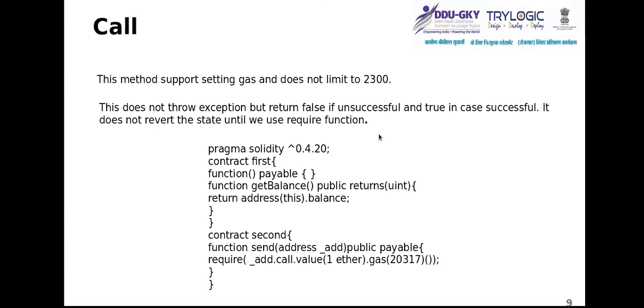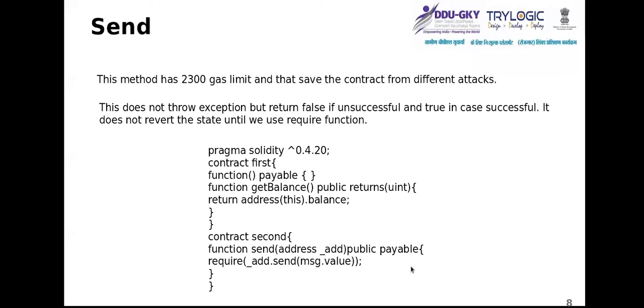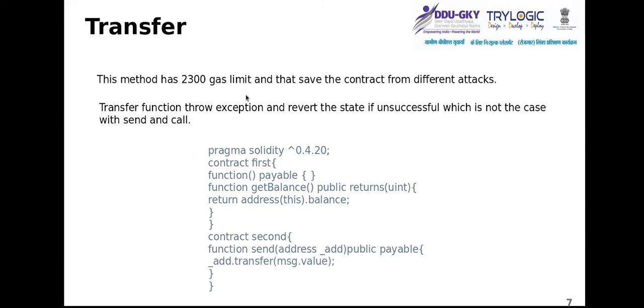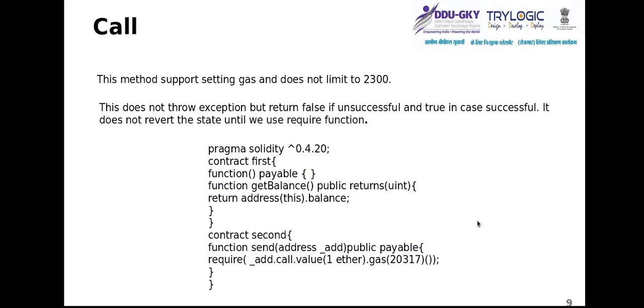So here we have one more, which is call. Call is one more function, but here the difference is, we do not have the limit of 2300 gas. We can apply the gas here. Here we are applying 20,000 units of gas. But in the previous ones, there is a limitation of 2300 gas limit. So this one is least recommended, but in case you need more gas, then only we will use the call function.